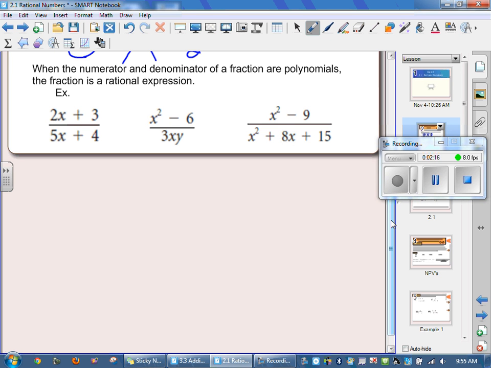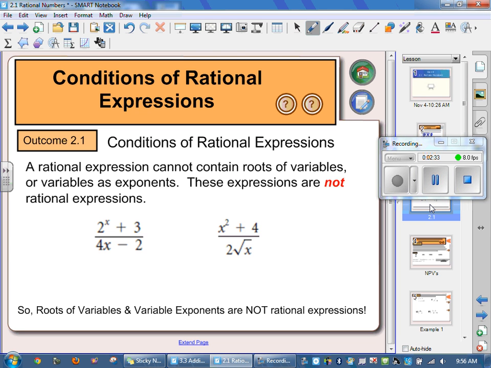So if we take a look at all of these, everything is factored except for this very last one. That one's not factored yet. We will have to factor that one to put it in the simplest form. Simplest form is always in factored form. Okay, let's take a look at some more examples here. So we've got a couple conditions.